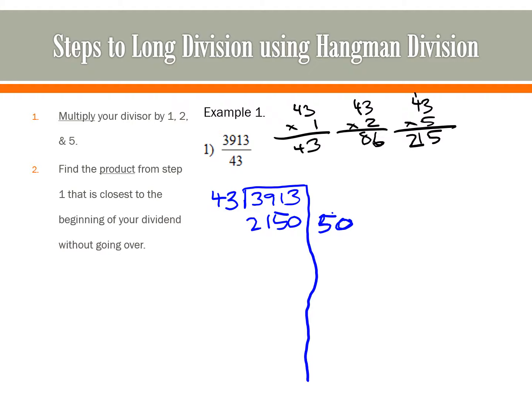And so we found the product that is closest, and the third step here is to use that number and subtract from the dividend. So we're going to subtract 2,150 from 3,913, and 3 minus 0 is 3. 1 minus 5 we can't do, so we're going to cross that out, and that's going to become an 8. Now we've got 11 minus 5, which is 6. 8 minus 1 is 7, and 3 minus 2 is 1. All right, perfect.